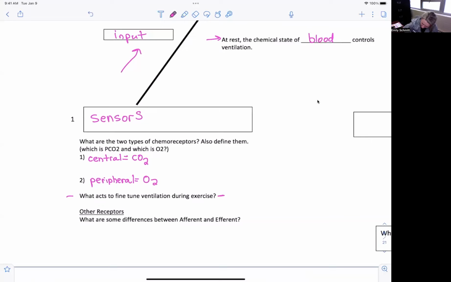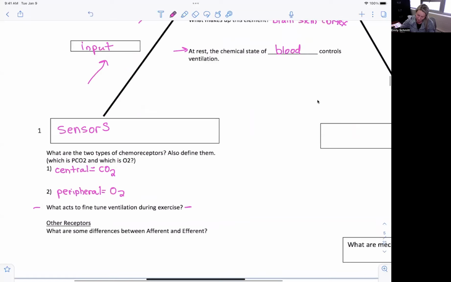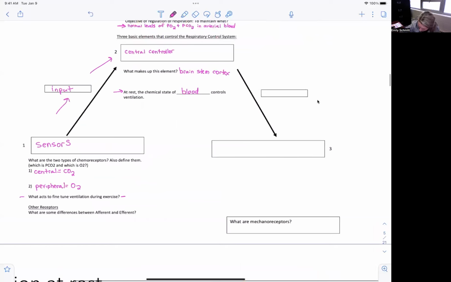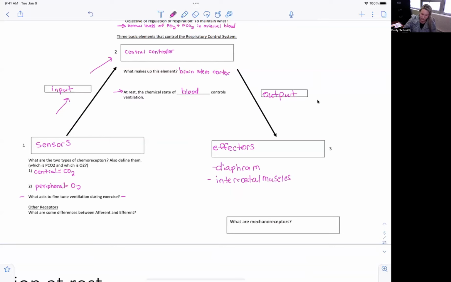We also have other receptors. What are some differences between afferent and efferent? We know some of these carry info to the central nervous system and others carry this information away. Then on the right-hand side of this, we have outputs as well. These outputs are called our effectors. These are things like the diaphragm, your intercostal muscles, and accessory muscles that also make up these outputs.